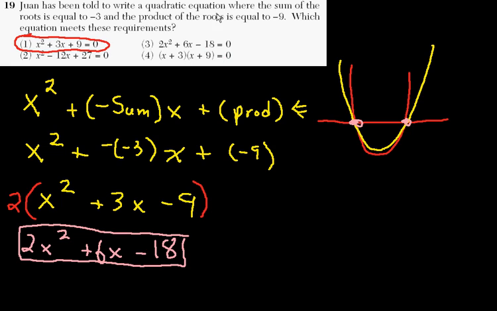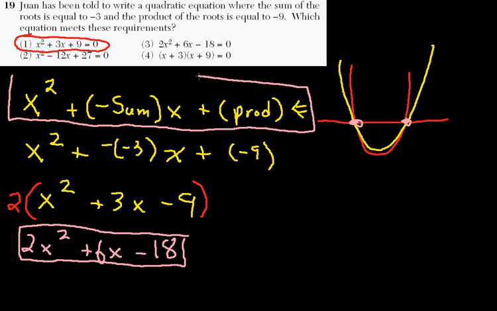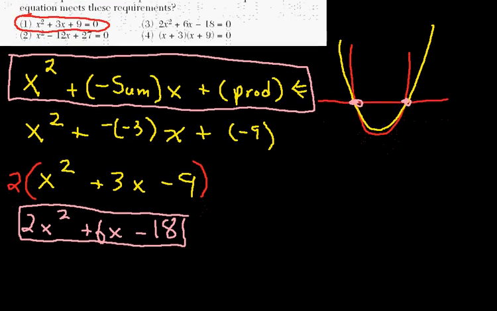So the key thing to know is right here: x squared plus the negative sum of the roots times x plus the product of the roots is the equation to know. Now, there's a reason behind this, and I want to go over it, and it comes from the quadratic equation. So let's scroll down here and go back to the quadratic equation.